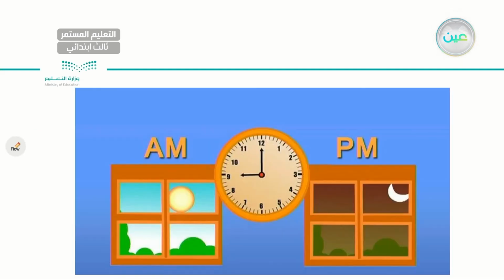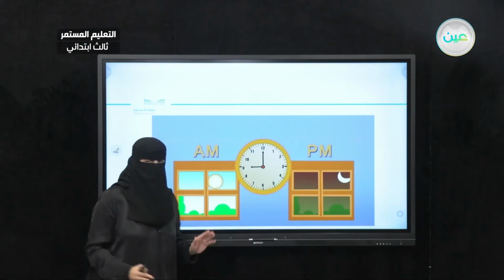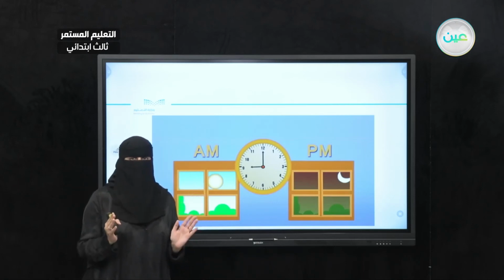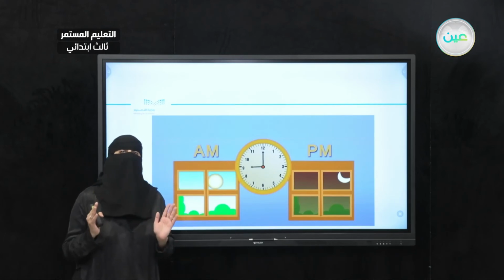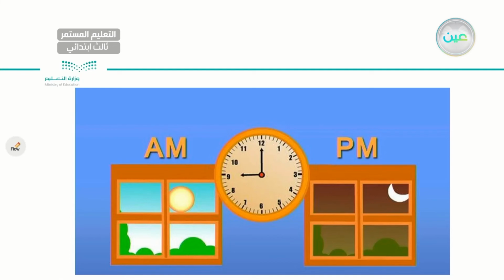Now, let me introduce two phrases that we might use, AM and PM. By looking at the picture, my dear student, now I have two windows, right? Same house, same window, okay? But different what? Different time. The one to your left is 9 o'clock AM. That means it is in the morning, right? In the morning. I can see the sun, so most probably we are in the morning, AM, okay?